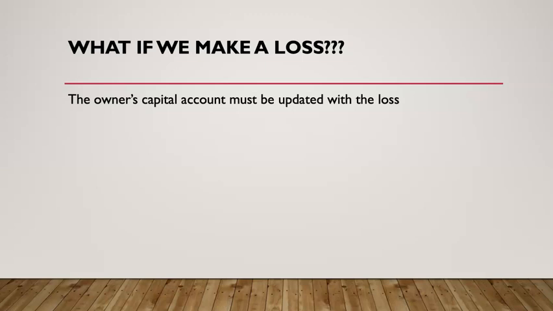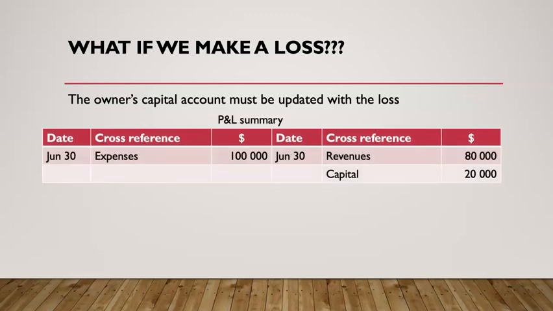If we make a loss, things will look a little bit different in how we do this process, but you still think through the same logic. And if we did, it might look something like this in our profit and loss summary. Expenses were more than revenues, so we made a $20,000 loss. $80,000 minus $100,000, negative 20. You can make a loss as a business.